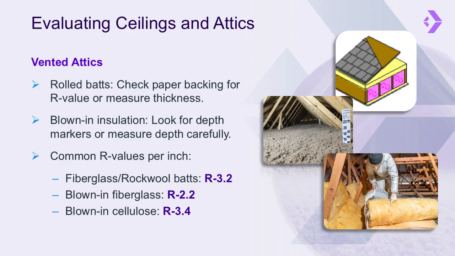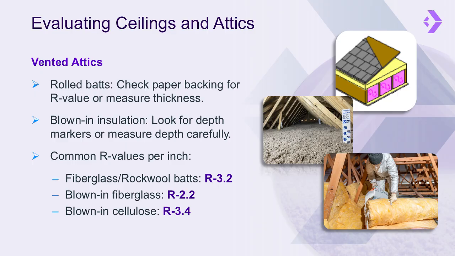For rolled batt insulation, the R value may be printed on the paper backing, or you can roll some back and capture its thickness. For blown-in insulation, see if the installers left insulation depth markers, those little rulers along framing elements. If not, you can use a depth gauge to prod through the insulation and take a measurement. Avoid actively disturbing the insulation as much as possible.